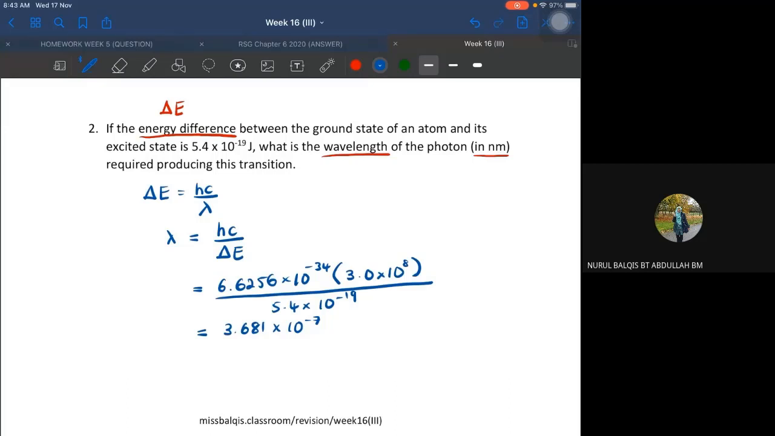Meter or nanometer? Meter. But the question already specified they want it in nanometer, right? Yes. So how do we convert to nanometer? Times 10 power 9. Okay, correct. Then you will get 368, or 368.1, nanometer, both are fine.